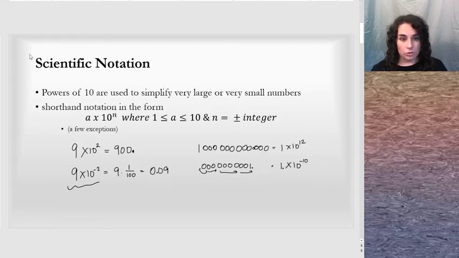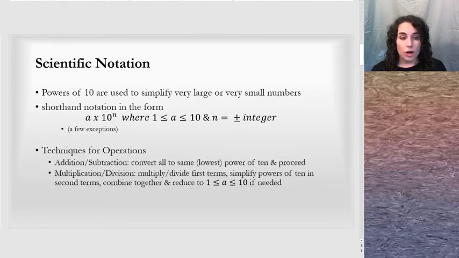So that's how we can do shorthand with scientific notation for large or small numbers, and you will see this over and over and over again and get used to it. And so what we need to talk about is techniques for operations with scientific notation. Typical things we can do for numbers are addition or subtraction. If we want to add or subtract numbers in scientific notation, the easiest thing to do is convert all of them to the same power, and you may be recommended to use the lowest power of 10 and proceed.